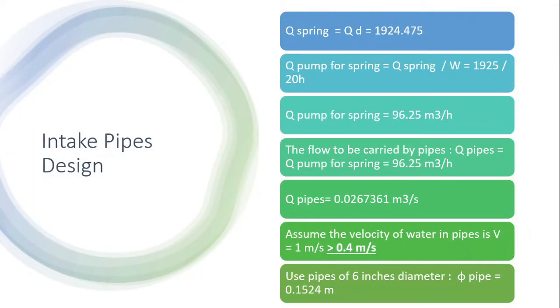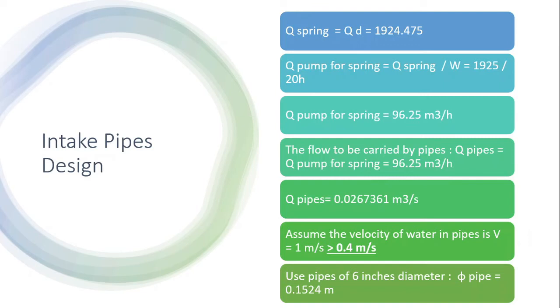So to design the intake pipes, we will use this Q design. We will divide it by W, that is the working hours of a pump. So we get the flow for the pump for spring. We are using a spring here to get our water. So the flow is carried by pipes, and the Q of the pipes is the same as the Q of the pump. And we assume that the velocity in our pipes is 1 meter per second. The velocity in the pipe should be more than 0.4 meter per second.